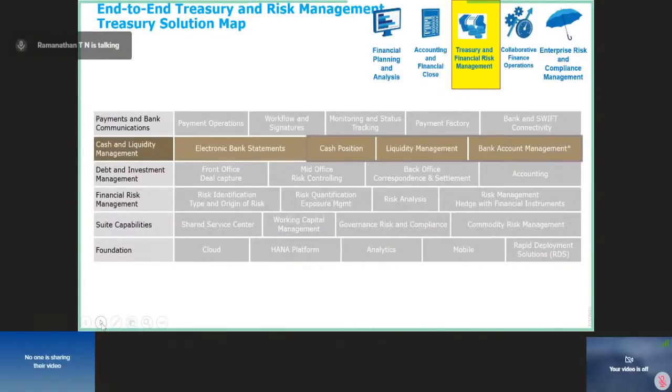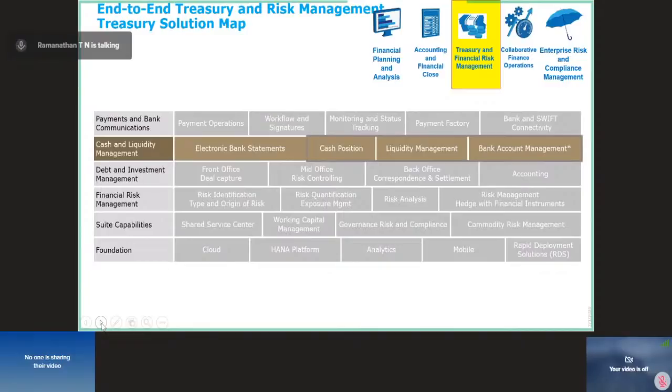Okay. So typically the treasury and risk management, there are 3 or 4 major elements, right? One is the cash and liquidity management, where typically organizations try and manage their current cash positions, right? Trying to make sure they are optimally working on their working capital, minimize their interest costs. So that's the overall objective. So that's the structure on the cash and liquidity management.